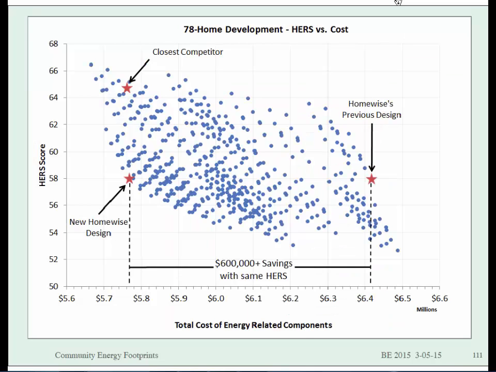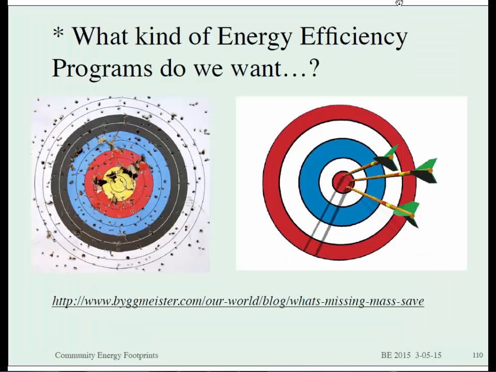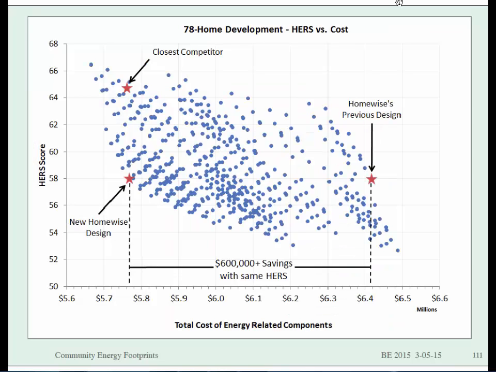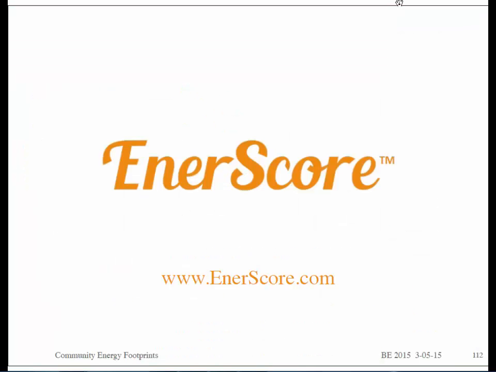But it simply doesn't have to be this way. If we choose to hold our utility energy efficiency programs to transparent accountability, we have a really strong shot at the kind of market transformation that I think we're all looking for. And that's my show.